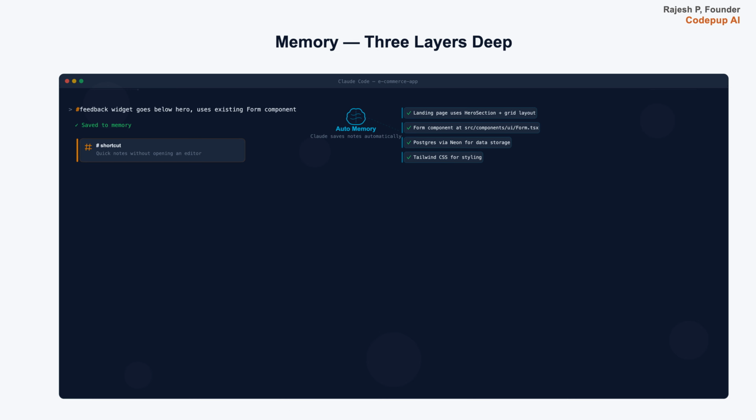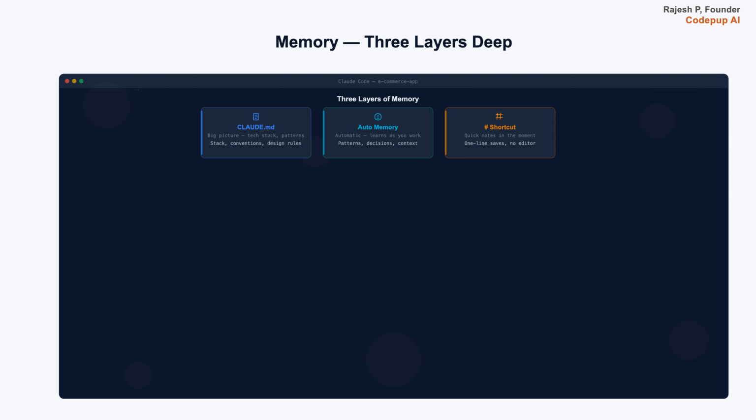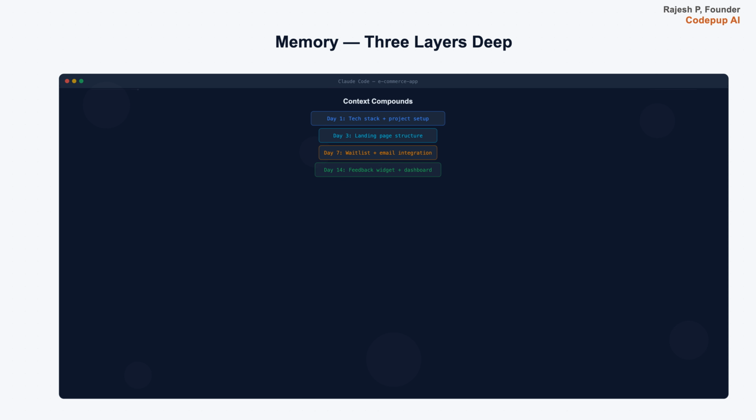There's also a shortcut. Type the hash symbol followed by a note, like hash feedback widget goes below the hero section, uses the existing form component. That saves to session memory, a lightweight layer without opening an editor. So you've got 3 layers: Claude MD for the big picture, like your tech stack and design patterns, auto memory for things Claude picks up as you build, and hash notes for quick saves in the moment.